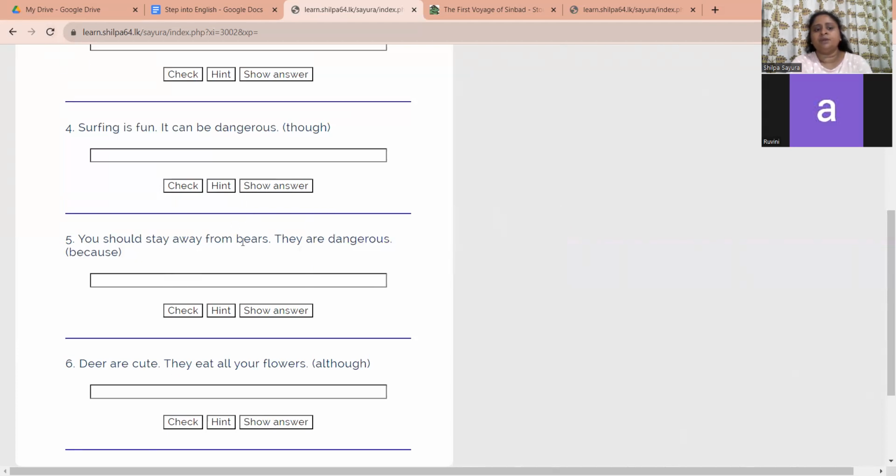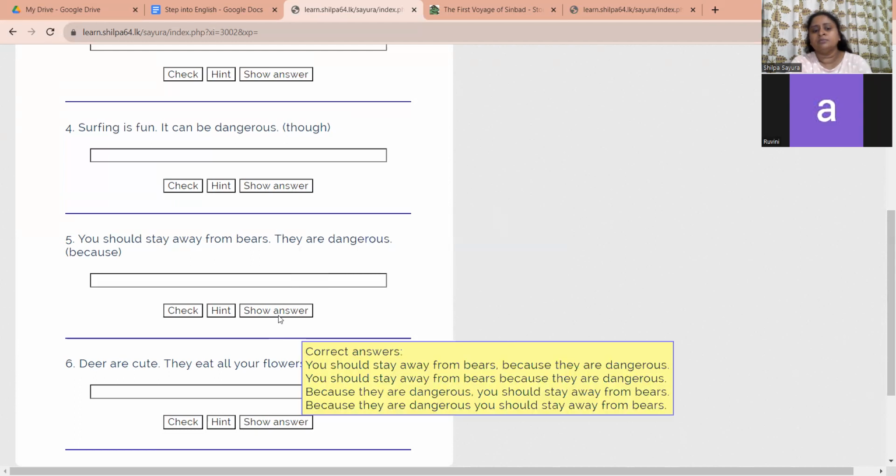You should stay away from bears. Stay away means we have to avoid. Stay away is a phrasal verb. Stay away from bears. They are dangerous because. You should stay away from bears because they are dangerous. Because they are dangerous, you should stay away from bears. Next one.